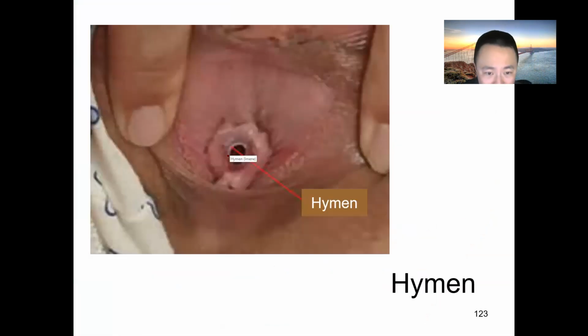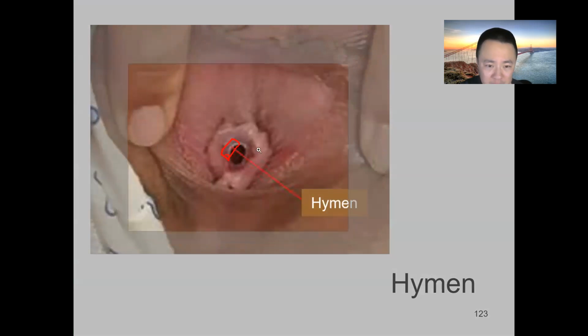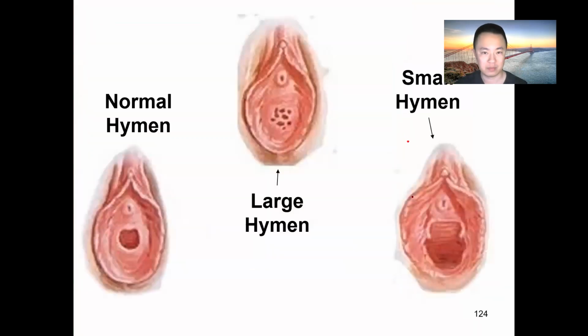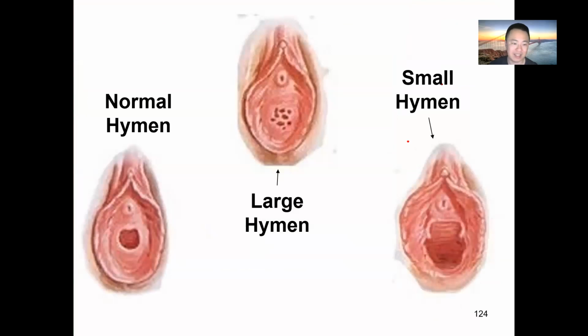Here's an example of a hymen. You can see some tissue that's there. If I zoom in a little bit, you can see the tissue is obstructing the passageway. And different hymens as well. Here, as you can see, there's a normal hymen. Here's a very large hymen almost completely obstructing the passageway. And of course, a small hymen here above.